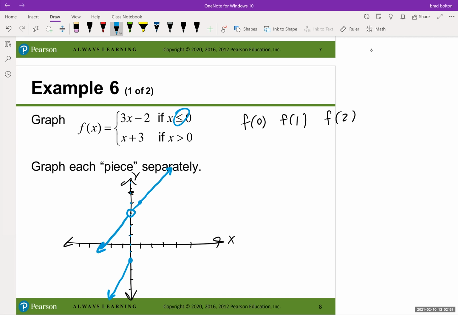However, they say we only care about when x is greater than 0. So this part of the line gets erased. This part of the line gets erased, okay? So that is my piecewise function.